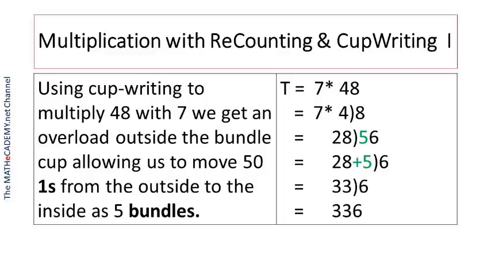To multiply, we also use recounting and cup writing. Using cup writing to multiply 48 by 7, we get 28 inside, and 56 outside. To remove the outside overload, we move 50 ones from the outside to the inside as 5 bundles. So the result is 3 inside, and 6 outside, or 336.